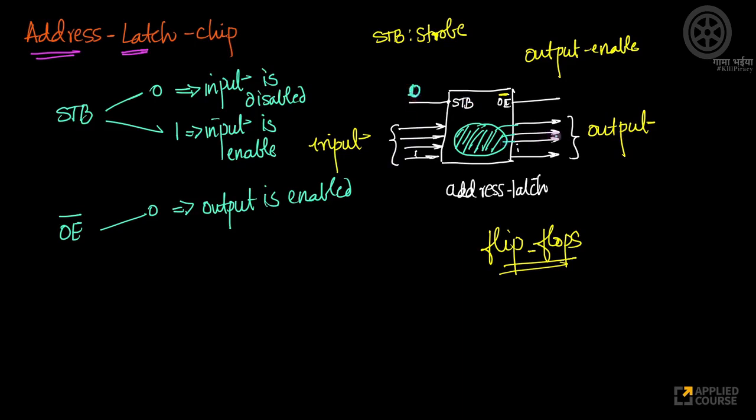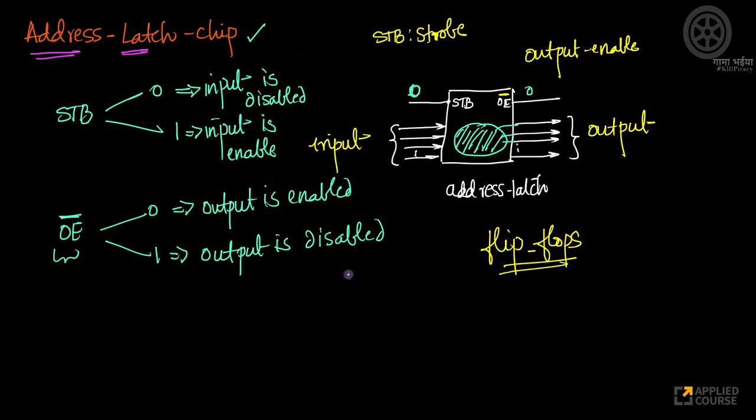If I want to read this output on the output lines, I make my OE equal to 0. So output is enabled. When this is 1, output is disabled, which means no output comes here. Output is disabled. And why is it the opposite logic? Because it is active low. When OE is low, output is enabled. When OE is high, output is disabled. Very simple logic here. This is called an address latch chip.